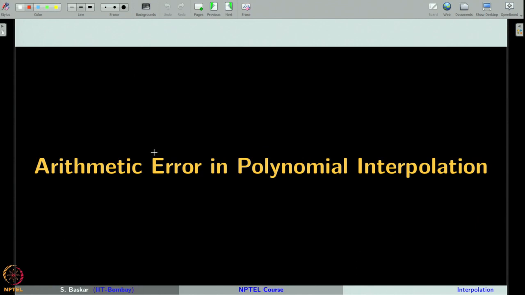Hi, we are learning errors in polynomial interpolation of a univariate function. In this, we have learnt mathematical error and its estimates. In this class, we will learn arithmetic errors and total errors and their estimates. Arithmetic errors will come into the polynomial interpolation when we go to construct the interpolating polynomial on a computer.